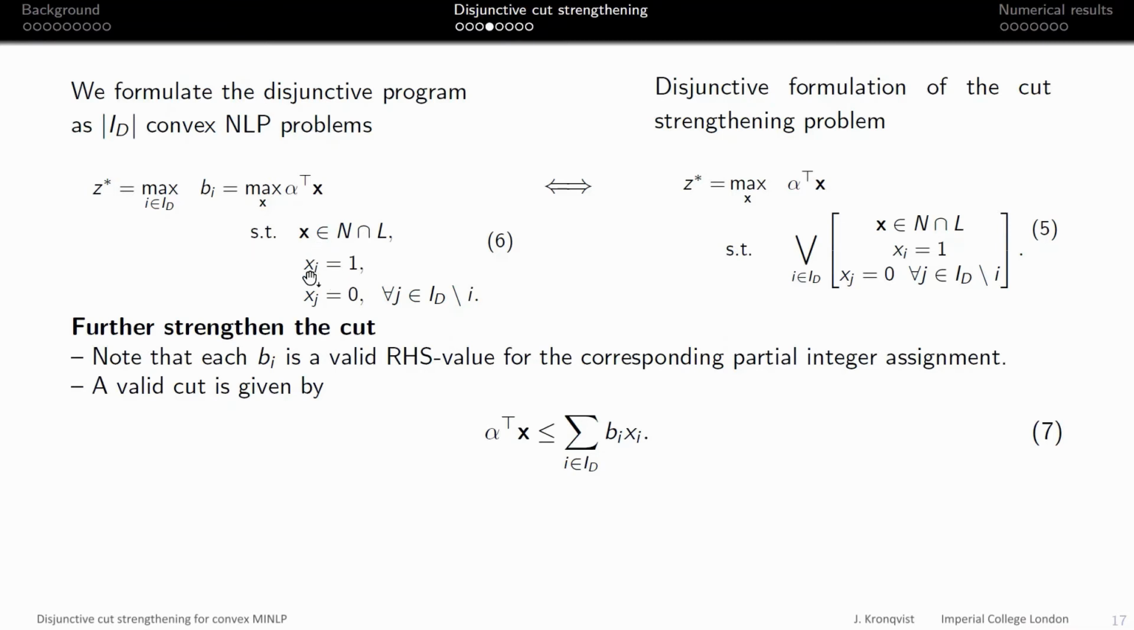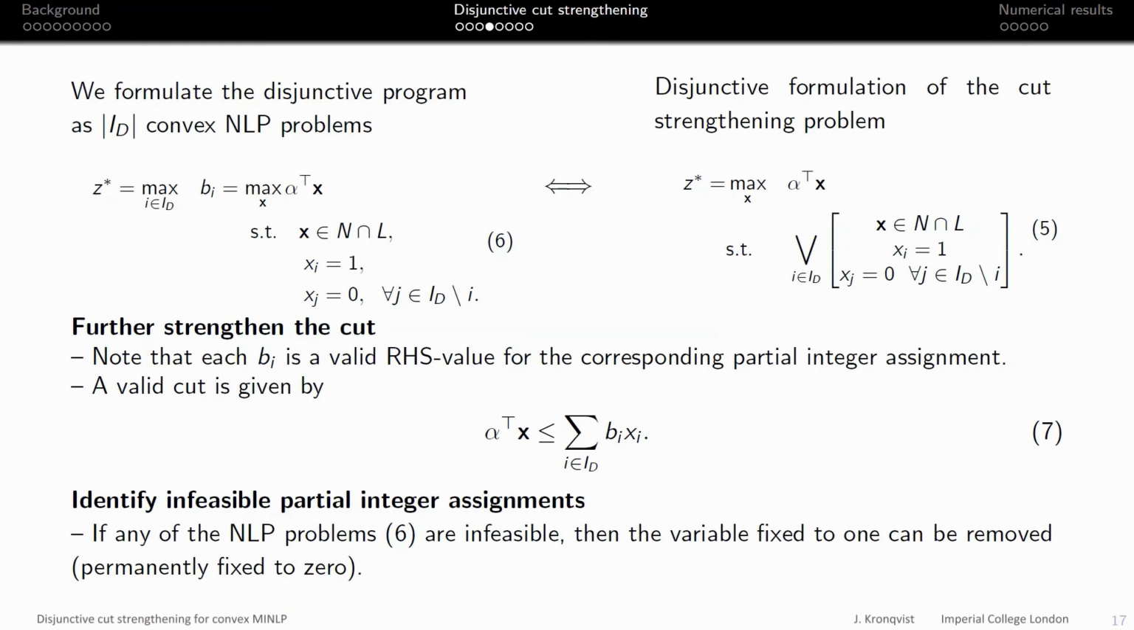So if you fix the binary variable xi to 1, then bi is a valid right-hand side value for that cut. So then we can write the right-hand side value of the cut as the sum of the binary variables times the corresponding coefficients bi. And here you should note that one and only one of the binary variables must take on the value 1. So this will be a valid cut.